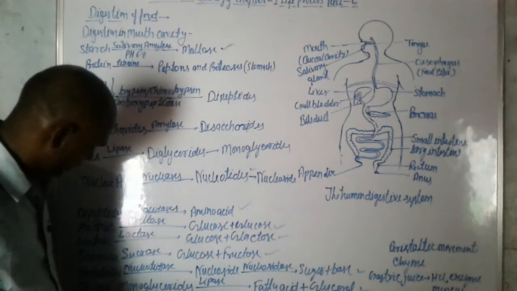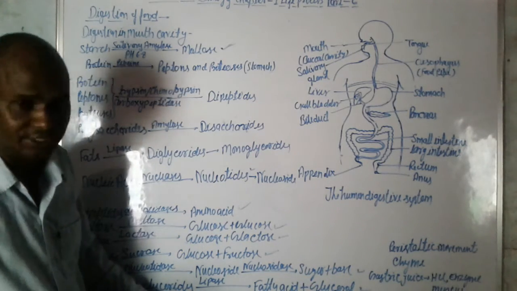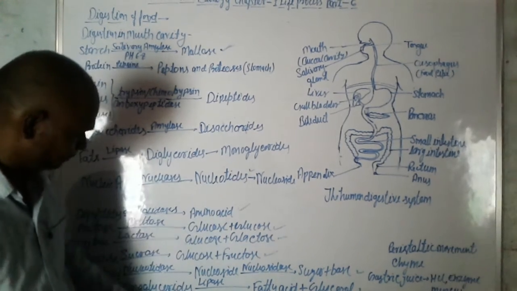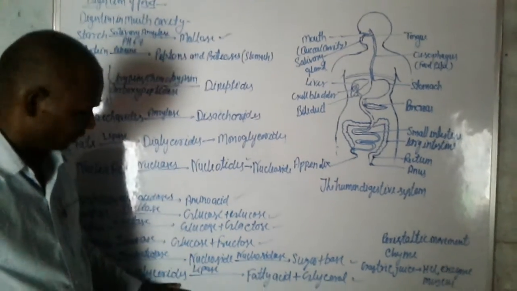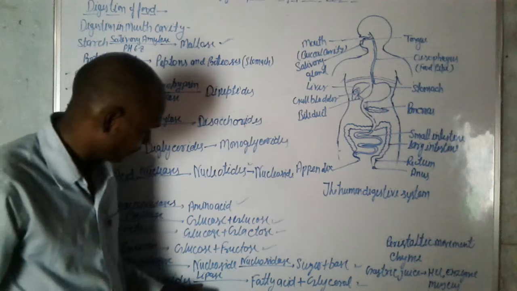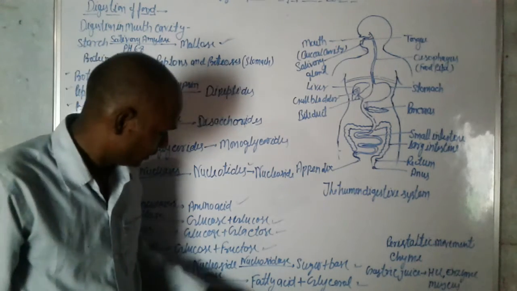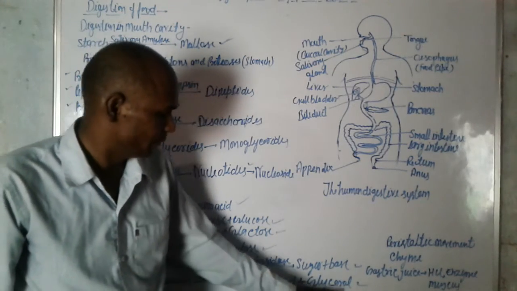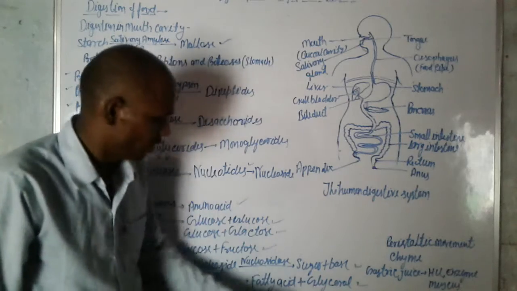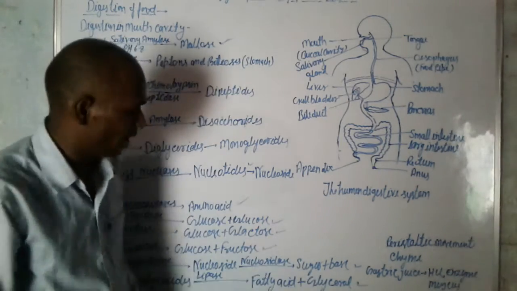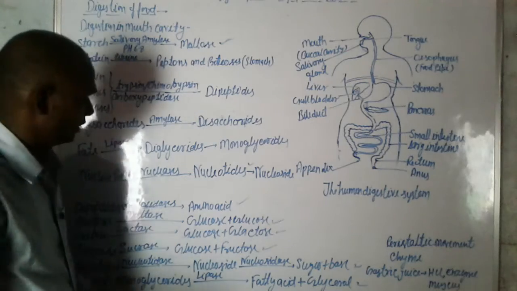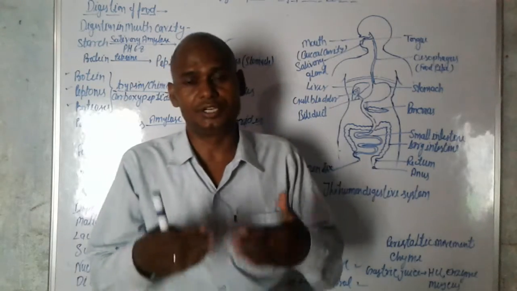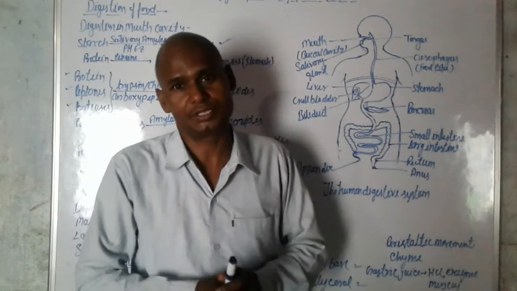And last, di and monoglycerides react with lipase enzymes and produce fatty acid and glycerol. So this is the reaction of the enzymes and our nutrients in the intestine. This reaction occurs in the small intestine.